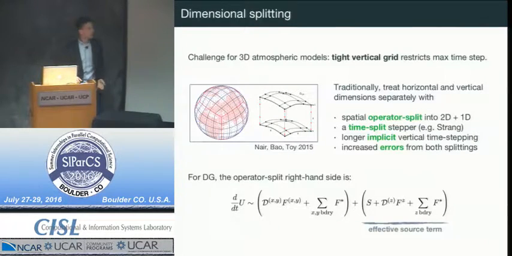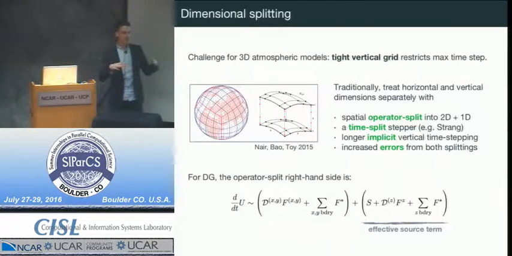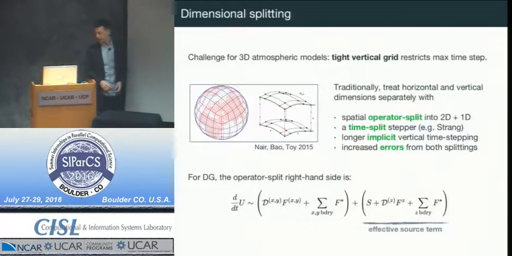The traditional way to get around this is to treat your horizontal directions and your vertical directions separately. So you can split the equation into the two-dimensional horizontal part and the one-dimensional vertical part. You do the same thing with your time stepper, so you can take time steps using the horizontal component or time steps using the vertical component. An example of that would be Strang splitting.